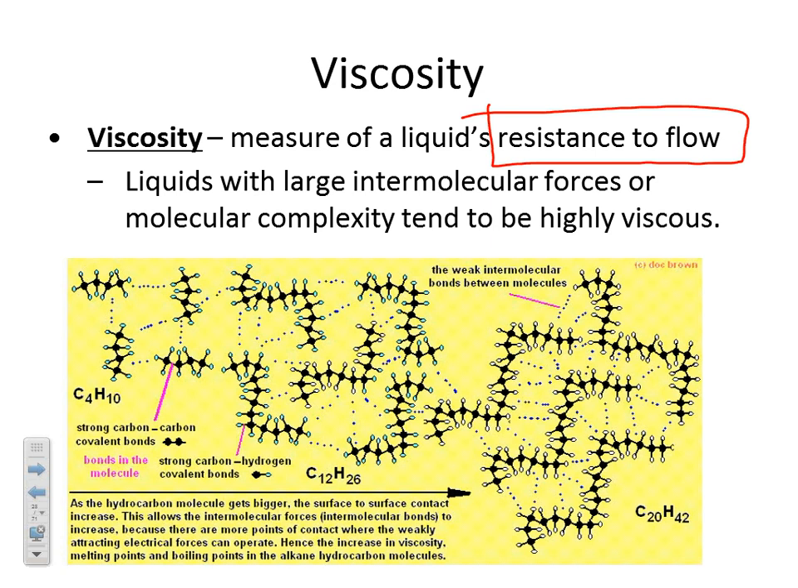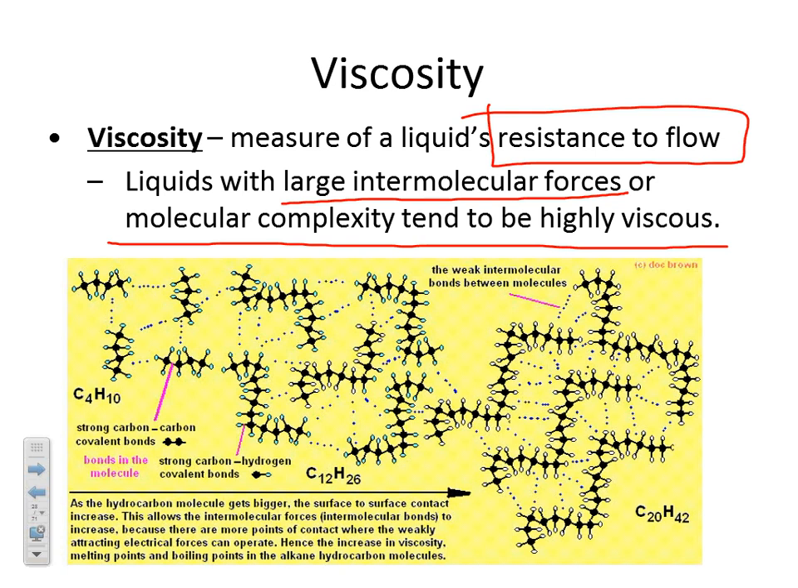Now, as you might expect, if you have something that has very, very large intermolecular forces of attraction, that means that your liquid molecules are going to be very attracted to one another. That will cause them to resist flow. So that increases the viscosity. Or molecular complexity, meaning the larger the compounds get.